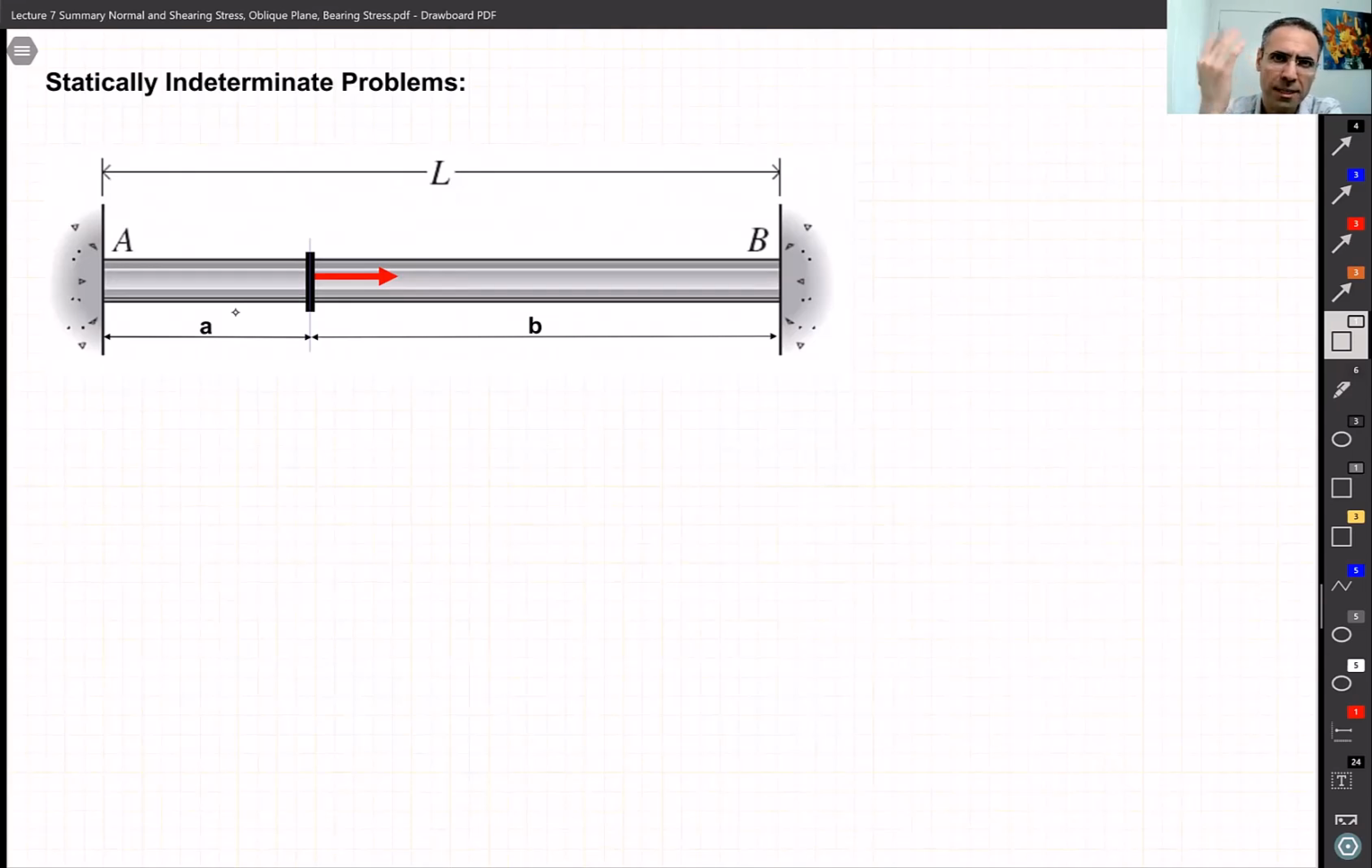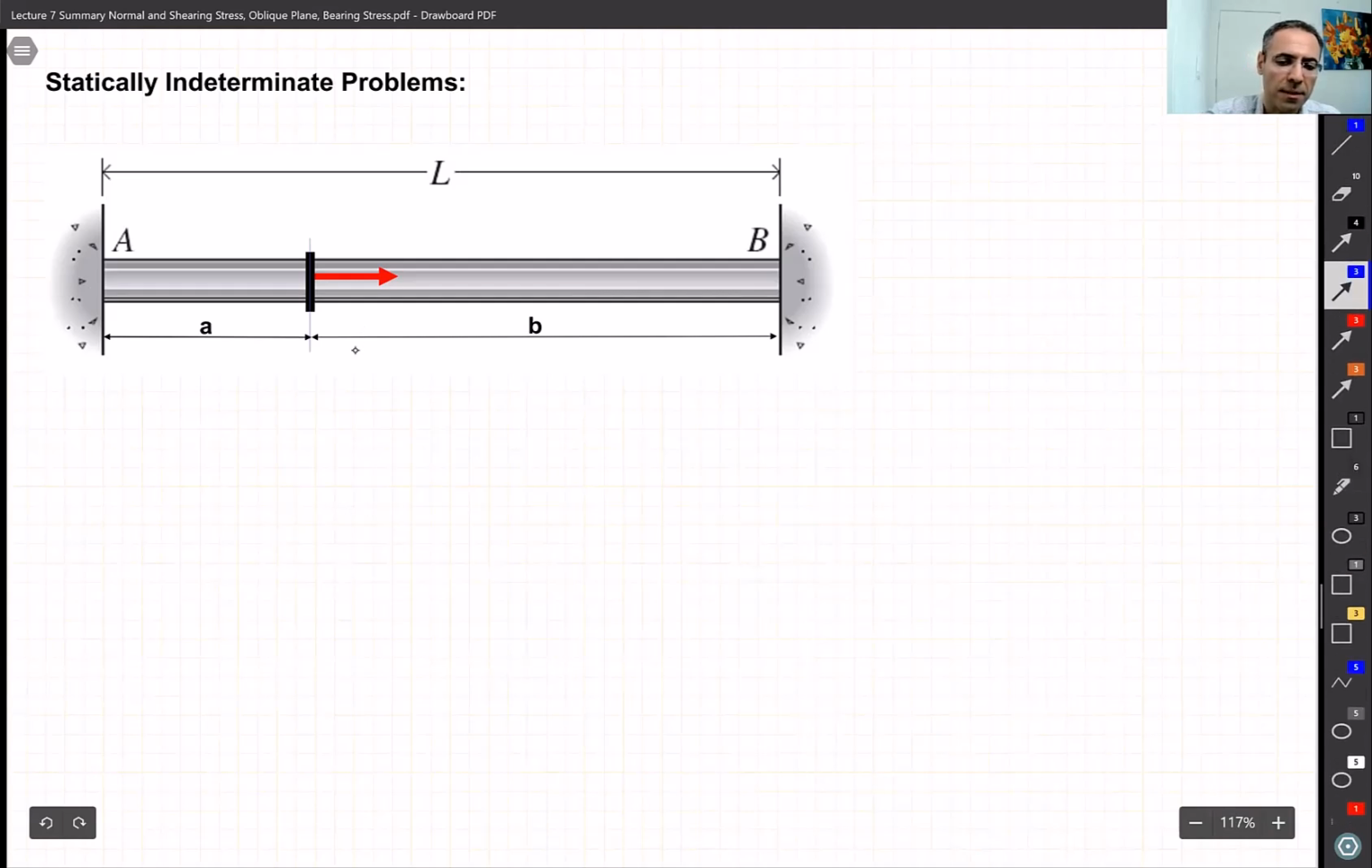So the title in your textbook, you're going to see it in chapter 4. It's called Indeterminate Problems, or Statically Indeterminate Problems. What does that mean? Let's say I have a bar like this one, and I put it between two walls, wall A and wall B, and I fix it there. And let's say I apply a load, let's call it load P, to this connection of these two pipes or whatever it is.